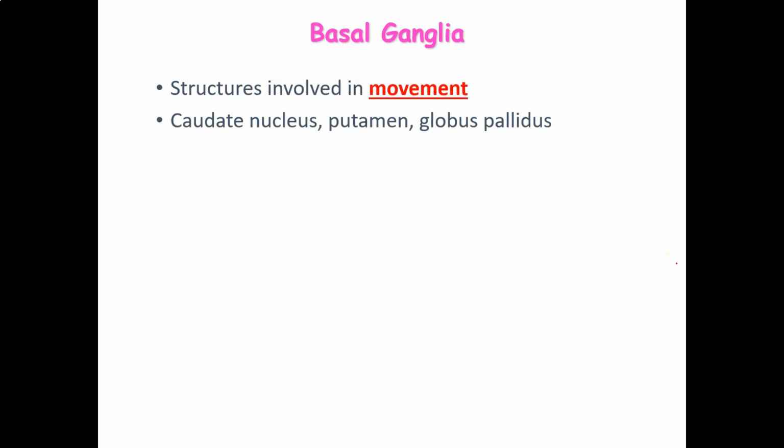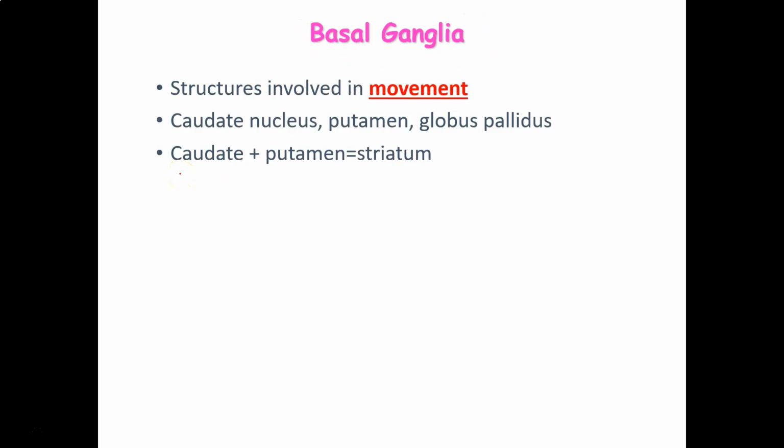The next structure in the telencephalon is the basal ganglia. This basal ganglia is a collection of structures. It's not one area. I didn't know that when I first learned it, but it's really a bunch of different structures that have been grouped together because they work together to control voluntary movement. They include the caudate nucleus, the putamen, and the globus pallidus. So these 3 structures together make up the basal ganglia.